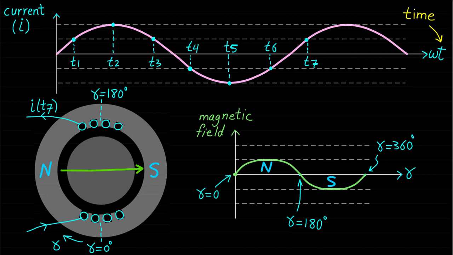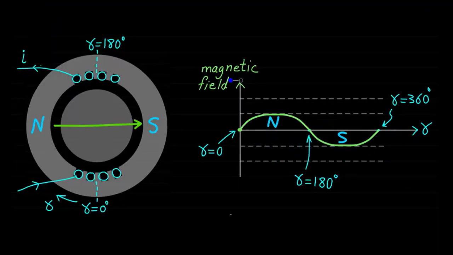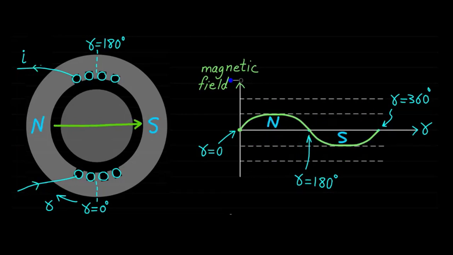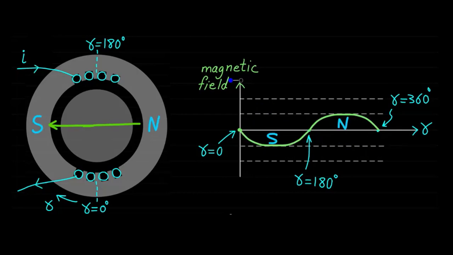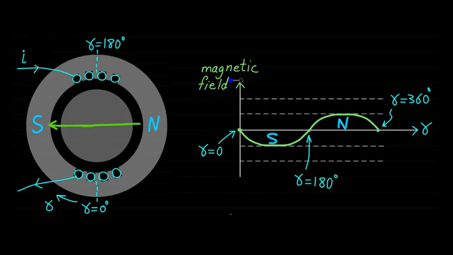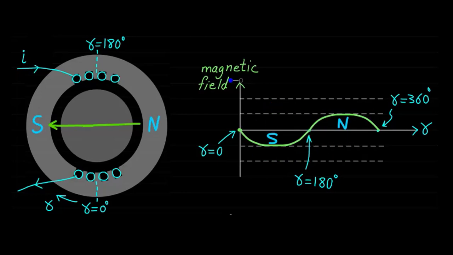Basically, the stator poles generated by a single phase will alternate between south and north poles as the AC current changes in magnitude with time. Also, the magnitude of the magnetic field waveform will alternate as the AC current changes in magnitude with time.